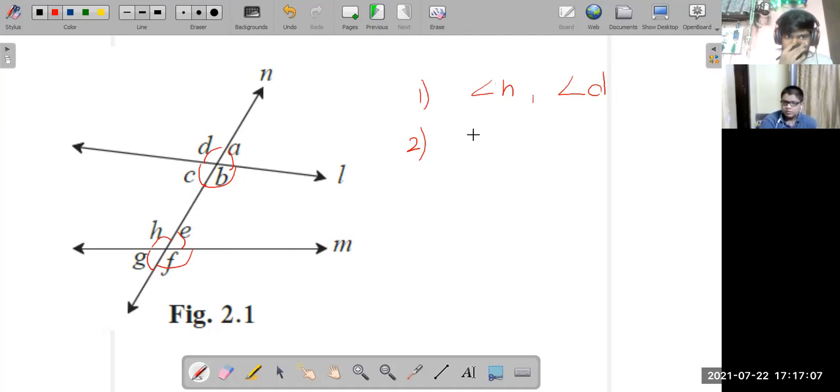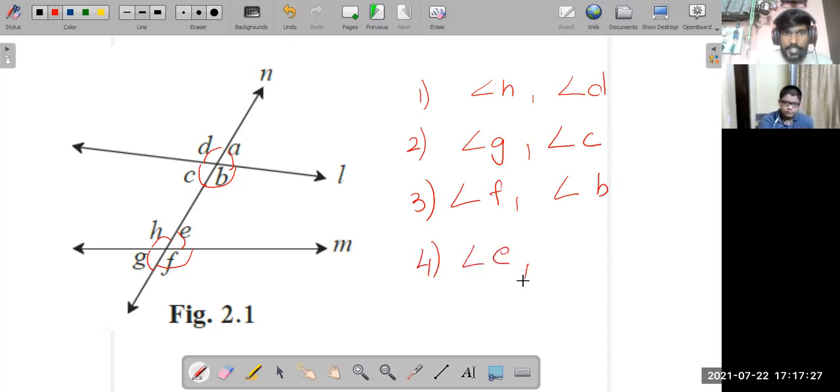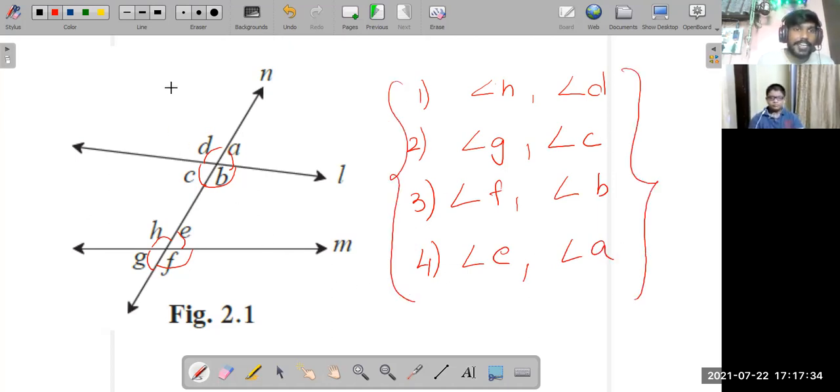Angle G and angle C, correct. Any more? Angle F and angle B, correct. They are also corresponding. And angle E and angle A, correct. So these are all the pairs of corresponding angles in this particular figure. Fine. So now you understood what is corresponding.